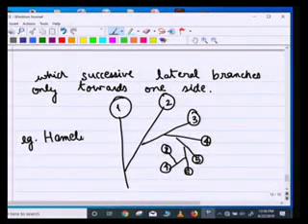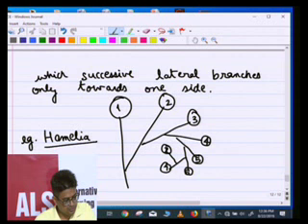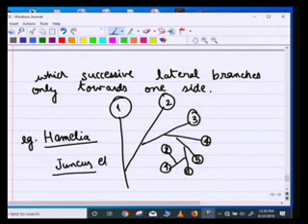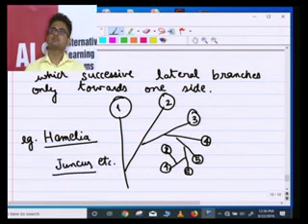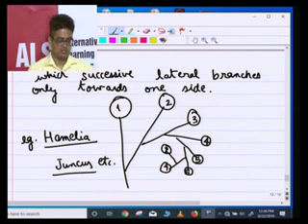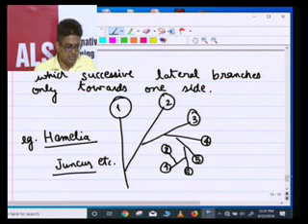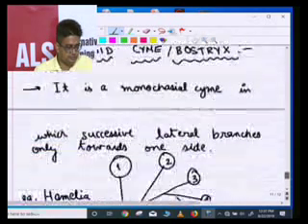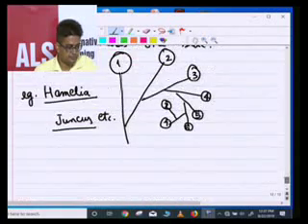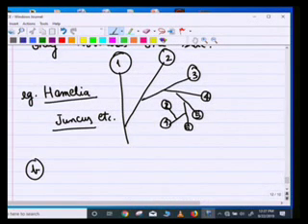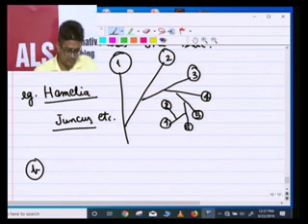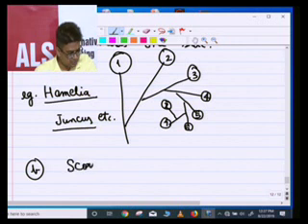Examples are Hamelia, Juncus, etc. Okay, this is an example of monochasial cyme. The second example is a bit typical, but it's not difficult to understand. It is called scorpioid, like a scorpion.